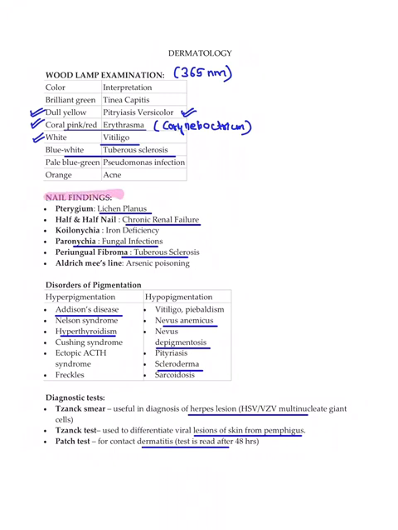Now coming on to the nail findings, guys. We have read most of the things. If you talk about pterygium of the nails, that is seen in lichen planus. Half and half nail, also known as Lindsay nail, seen in chronic renal failure. Koilonychia, that is spooning of the nails, guys, that is seen in iron deficiency anemia. Paronychia, that is seen in fungal infection.